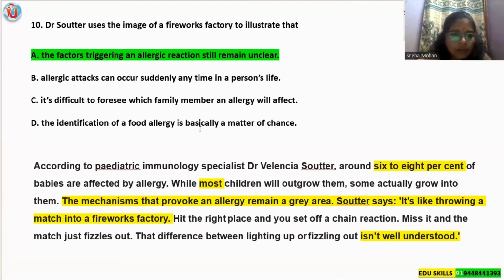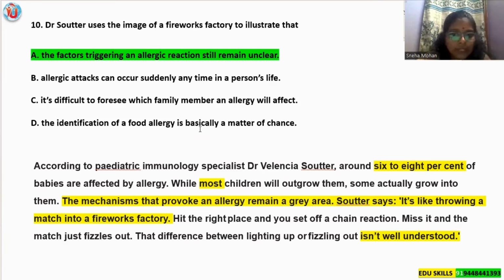So we have the same thing which has been told in answer option A, that is the factors triggering an allergic reaction. If you have seen in the paragraphs, it is mentioned the mechanisms that provoke an allergy, that is triggering an allergic reaction. Here synonymous language has been used. The mechanisms that provoke an allergy remain a gray area. Gray area means it is unclear. So here synonymous language has been used. And I hope all of you understood how I derived at the correct answer.